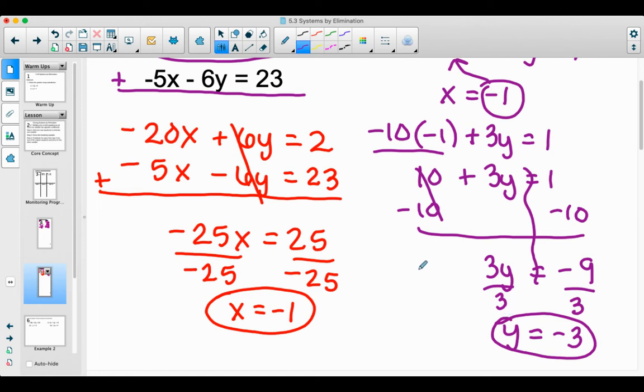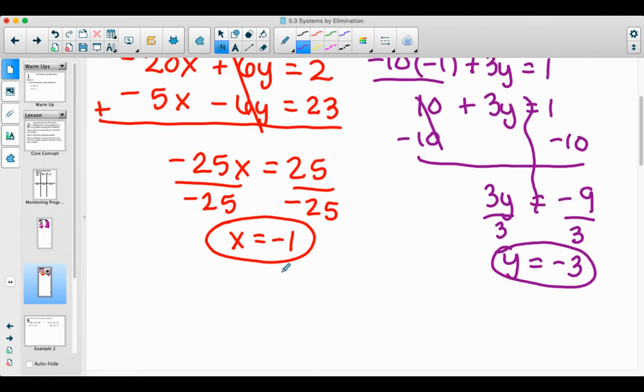And remember that your answer to a system is the ordered pair in which they meet. So the ordered pair here, x is negative 1, y is negative 3. So that means if I were to graph those two lines on Desmos, they would intersect at negative 1, negative 3. And there's your answer.